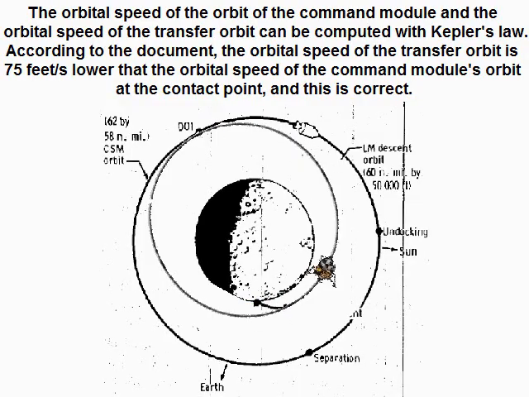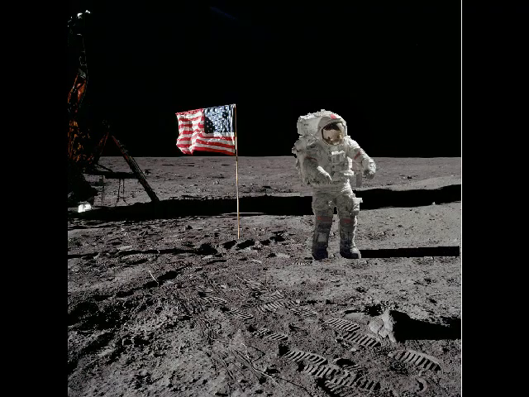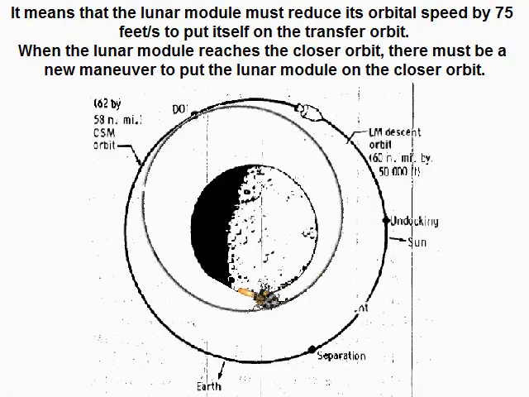The orbital speed of the orbit of the command module and the orbital speed of the transfer orbit can be computed with Kepler's law. According to the document, the orbital speed of the transfer orbit is 75 feet per second lower than the orbital speed of the command module's orbit at the contact point, and this is correct. It means that the lunar module must reduce its orbital speed by 75 feet per second to put itself on the transfer orbit. When the lunar module reaches the closer orbit, there must be a new maneuver to put the lunar module on the closer orbit.